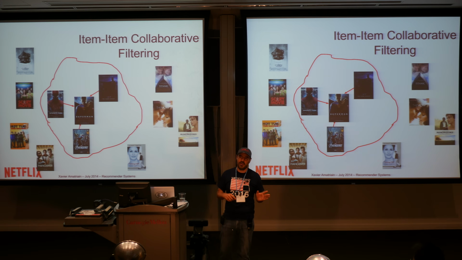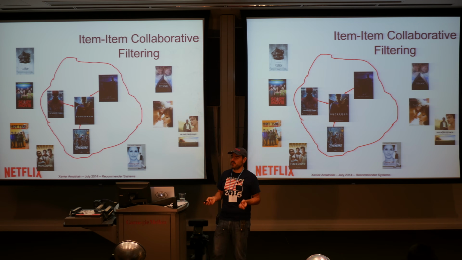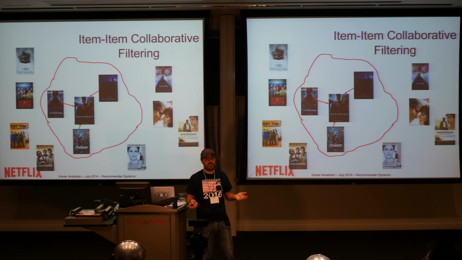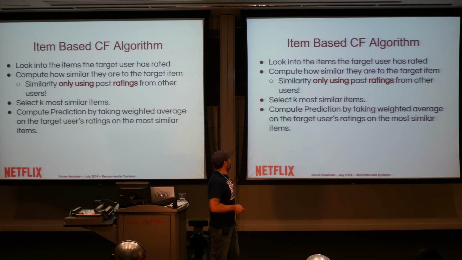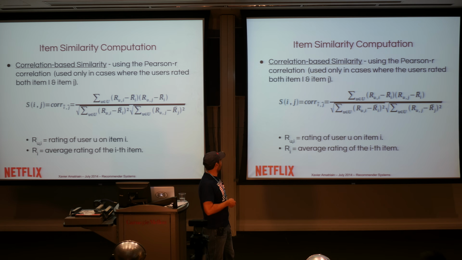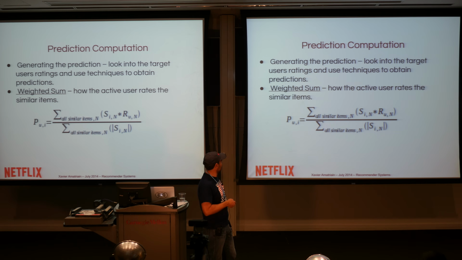We're going to base our similarity function, again, on what users did. We're going to define that two items are similar if the same users like those items. So if the same subset of users like two different items, we'll consider those items similar. And we only use, again, past ratings or interactions from the users. So we can use cosine similarity, correlation-based similarities, or adjusted cosine similarities. I'm just going to go over this quickly.